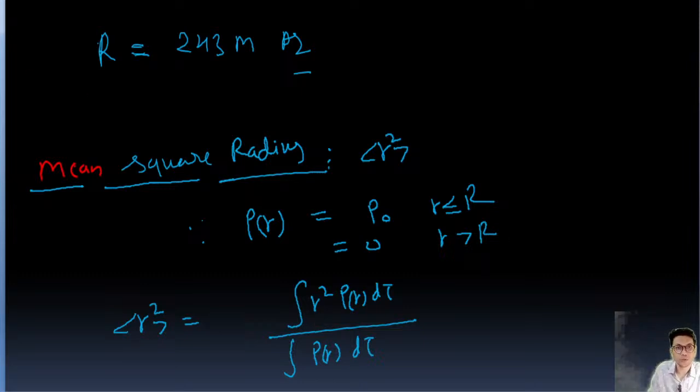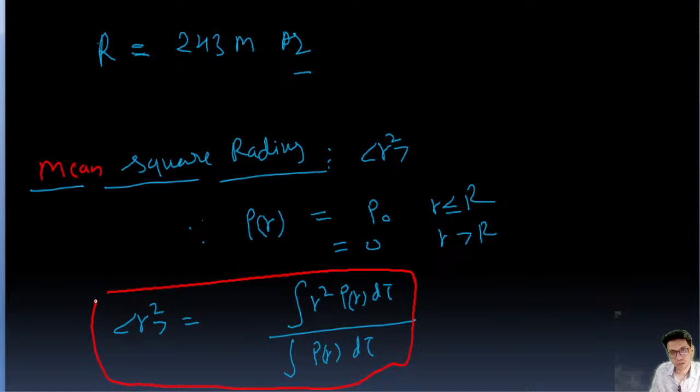This is an important formula, guys. Okay, for r square, you need to note down. The mean square value, or average of r square, is equal to integration r square rho r d tau upon integration rho r d tau. Okay, so we can easily find out now. Very simple. So this is going to be, d tau value, we will put it.